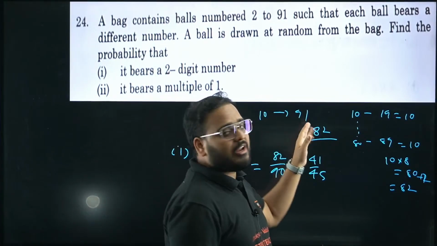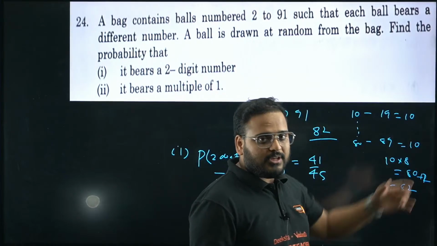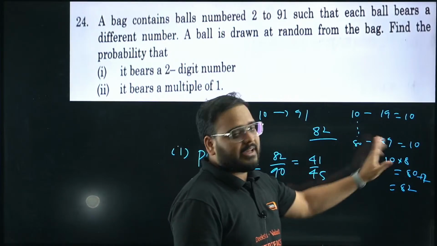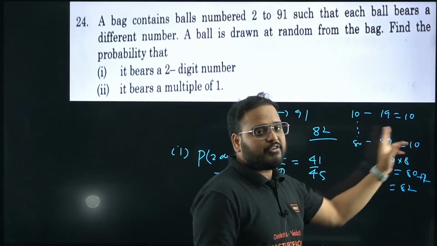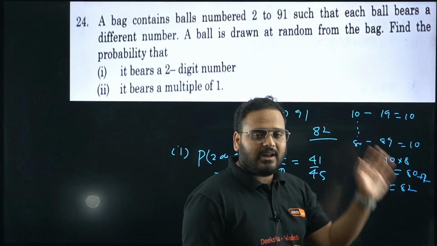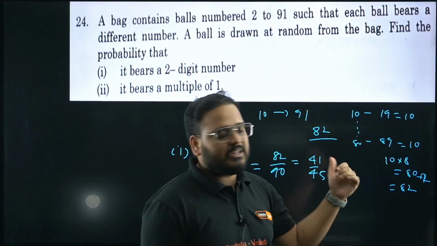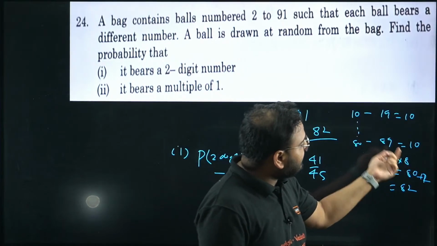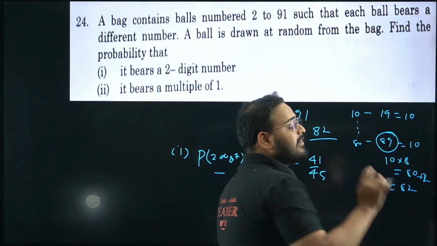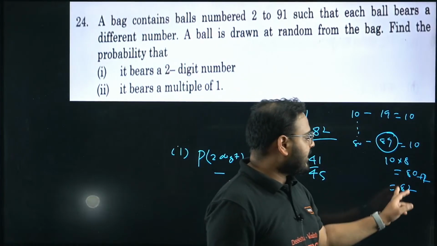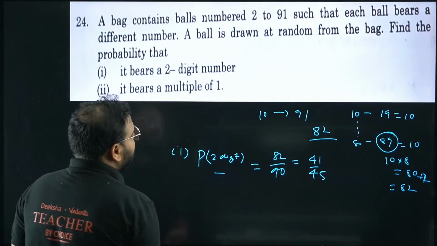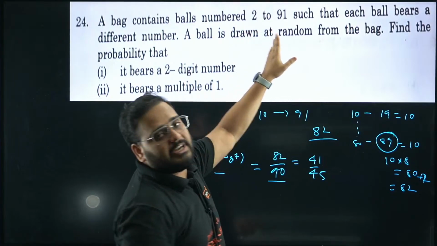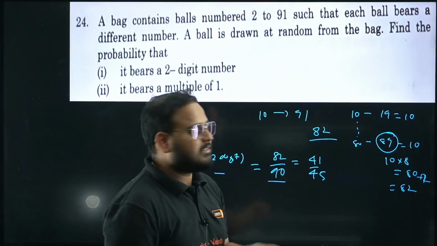From 10 to 91 you have 2-digit numbers. From 10 to 19 you have 10 total: 10, 11, 12, 13, 14, 15, 16, 17, 18, 19. Same goes till 80 to 89. Likewise you have 8 columns, so 8 times 10 making it 80. Then you have the missing items, as we have taken only till 89, so we have 90 and 91 left. Add that 2, you get 82. Out of a total of 90, because starting from 1 to 91 you have 91 elements, but you have only 2 to 91, which means 1 less, so 90. Answer will be 41 by 45.